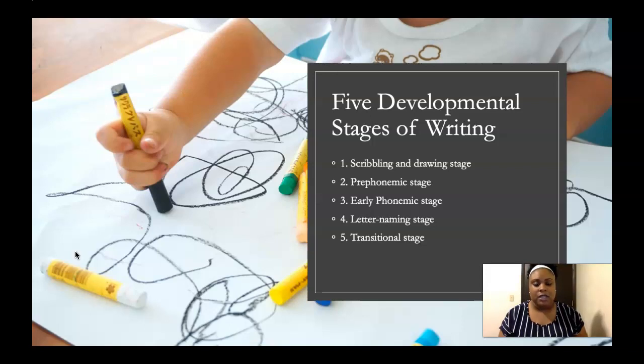Now we have our last stage, the transitional stage. During this time, writing is produced that looks like the English language, but it's not. It's a mixture of phonetic and conventional spelling. So you may see a child omitting letters because they're not familiar with the elements of phonics at this point.